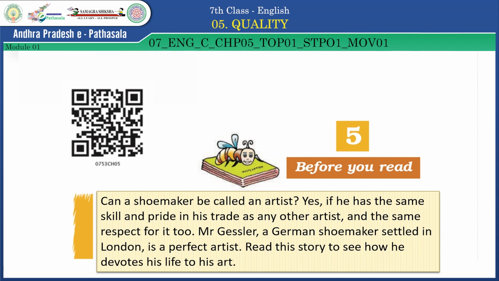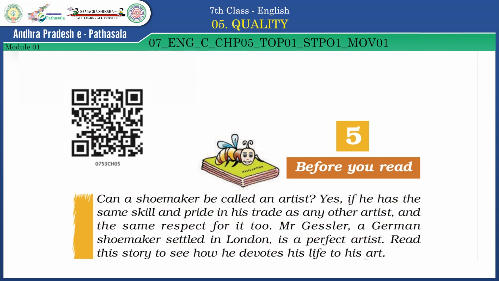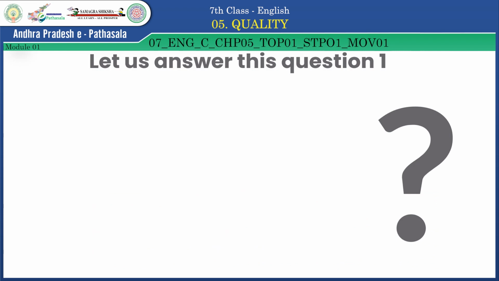Exactly, today we will be reading a story about a German shoemaker named Mr. Gessler who settled in London. He is described as a perfect artist in his trade. Our goal is to explore how Mr. Gessler devotes his life to his art. Let's jump into the reading part of the lesson. This is part 1 of our lesson.